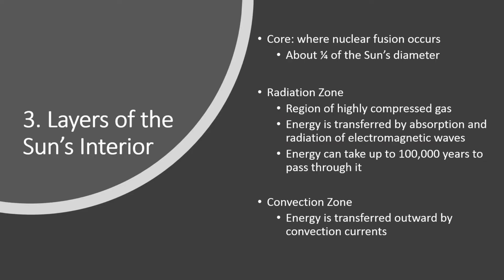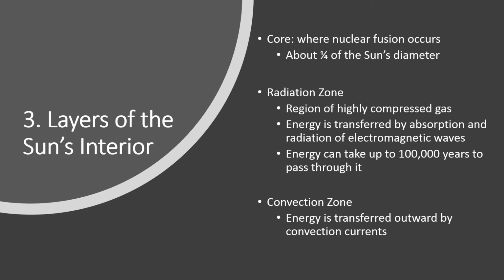Okay, so the sun's interior consists of the core, the radiation zone, and the convection zone. And your textbook on page 834 has a diagram of this. We'll look at another diagram towards the end of this presentation. The core is roughly 1/4 the size of the sun's diameter. That's where nuclear fusion occurs.